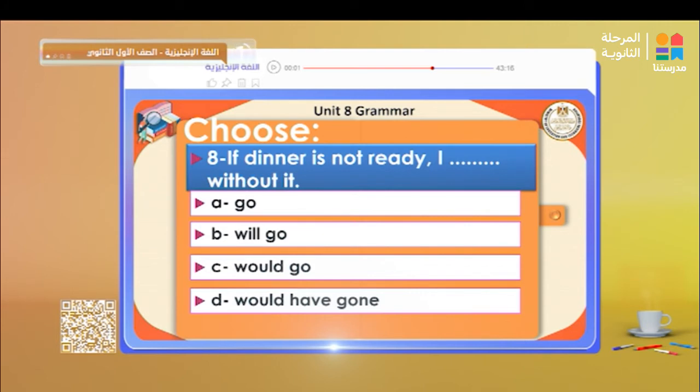طيب go دي معناها إن دي fact. هل دي fact؟ هل هنا بتكلم على fact أو habit؟ لا، أنا بتكلم على حاجة expected in the future، إن if dinner is not ready I will go without it. So I will go without it.